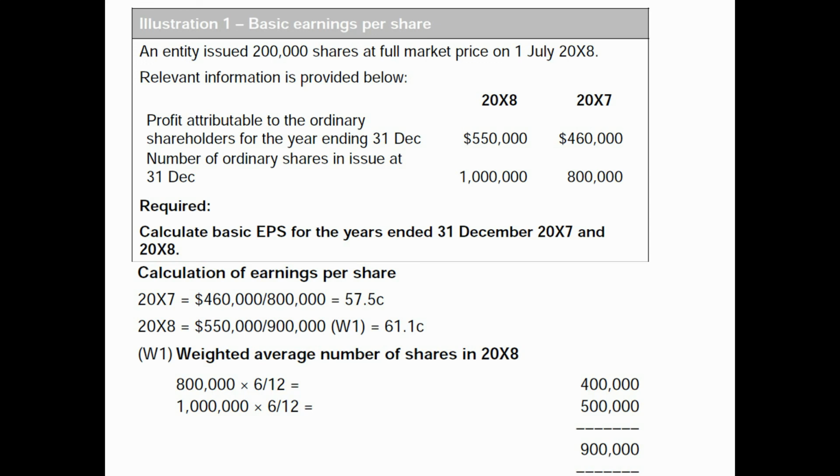So to get the average number of shares, we calculate the 2007 average and the 2008 average. For 2007, 8 lakhs into 6 divided by 12 gives an average of 4 lakh shares, and for 2008, 10 lakh shares into 6 divided by 12 gives an average of 5 lakh shares, so the total is 9 lakhs. This is the procedure for calculating the weighted average number of shares.